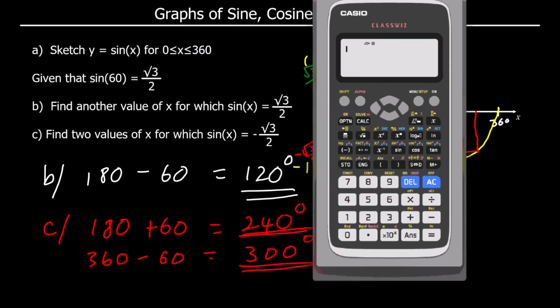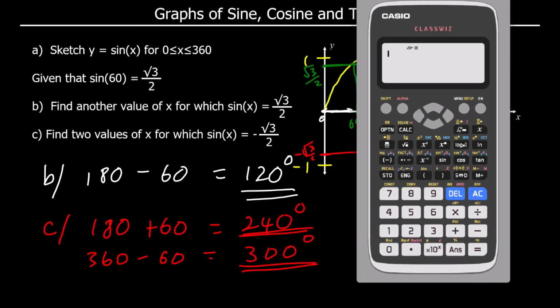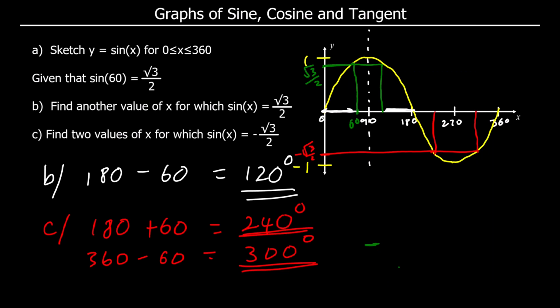We can check our answer on the calculator. So if we put sine 240, we get negative root 3 over 2. Sine 300 will give us the same answer, whereas sine 60 and 120 will give us square root 3 over 2.